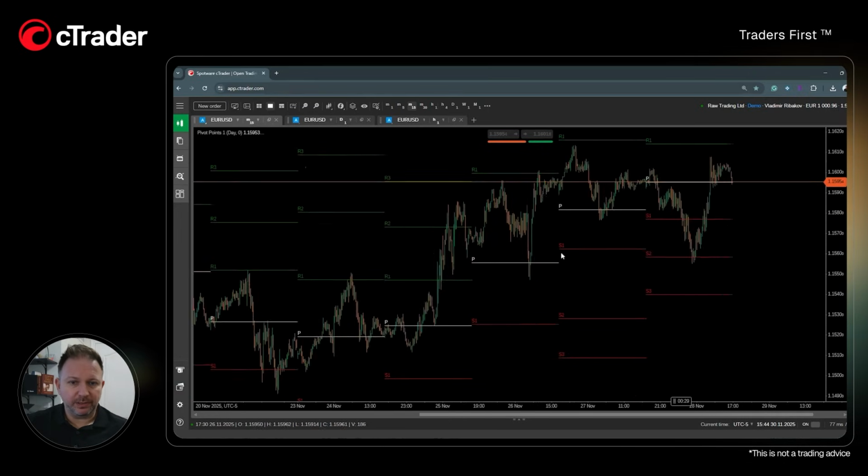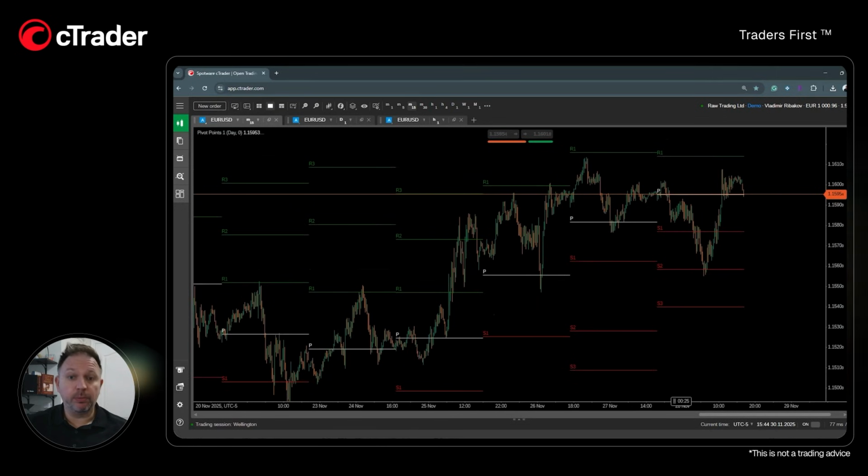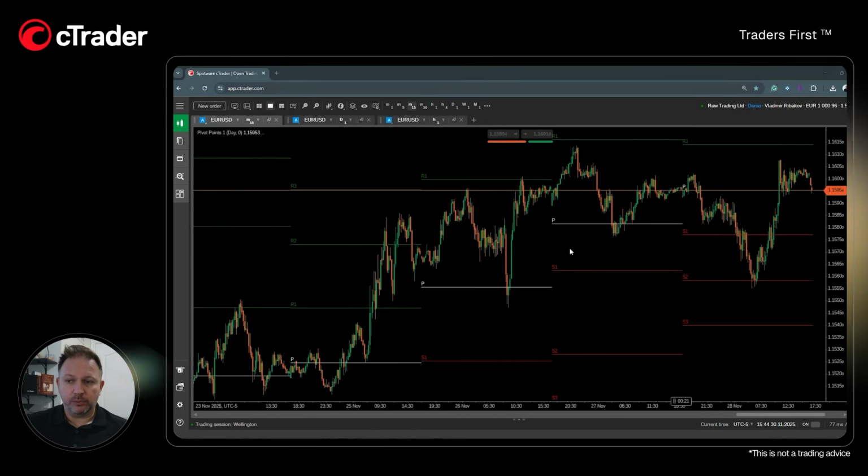So for example, if we take a look here at the euro dollar, currently this is a bullish price bounce. Let's zoom in a little bit. A little bullish price bounce, right? The market is simply making a sequence of higher highs, higher lows. So you can see that the pivot by itself, the classical pivot point, the white line, acts as a dynamic support on this bullish trending momentum.